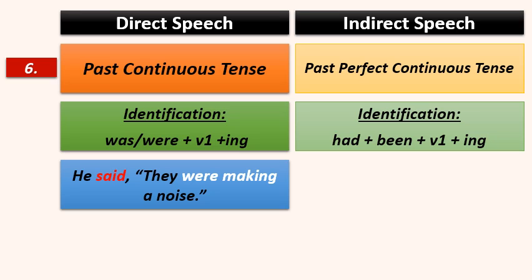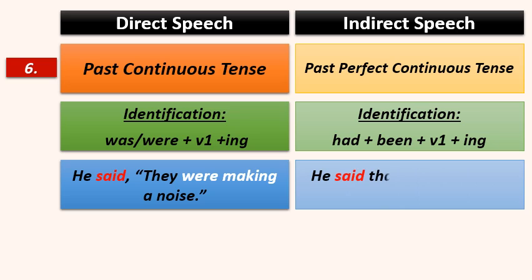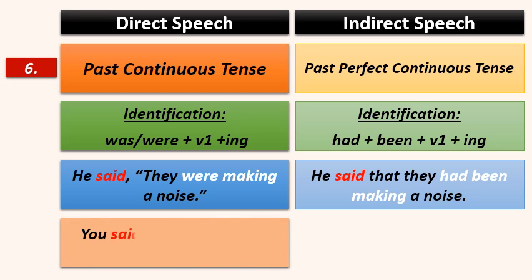Fine. So as you can see, said is here the reporting verb and they were making a noise is the reported speech. According to the rule, if reported speech is in past continuous tense, then it will change into past perfect continuous tense when we convert direct speech into indirect speech. So the sentence will be, he said that they had been making a noise. Same with another example also.